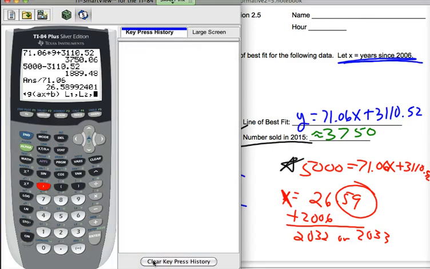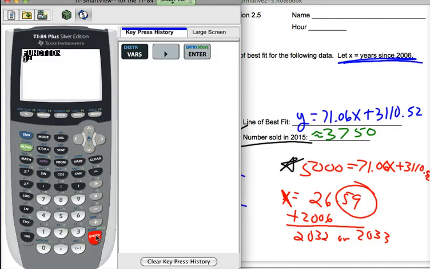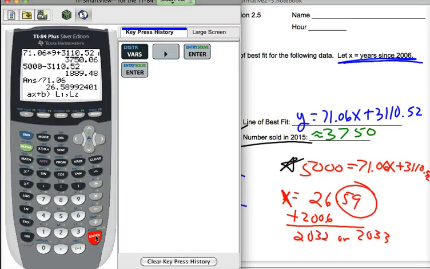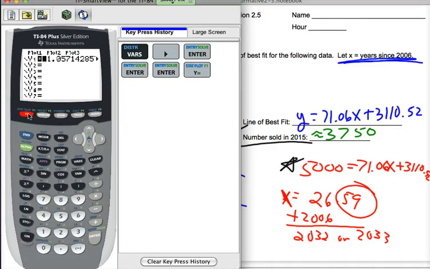Here's how you tell it to put it into y1. Let me clear this over here. You hit vars, arrow over to y vars, hit enter on function, and then you can see there's a y1, so I'm going to press enter there. Now if I press enter, I get the same equation, but if I go to y equals, you'll see the equation got put into y1 for me. And you see, they didn't round to the hundredths, so this is a little bit more precise. We round to the hundredths, ours isn't as precise as this one. They're using the exact line of best fit that it came up with.